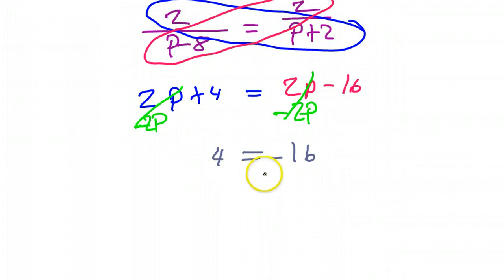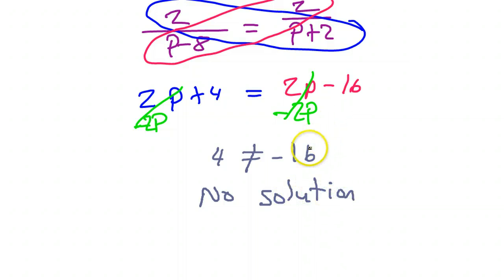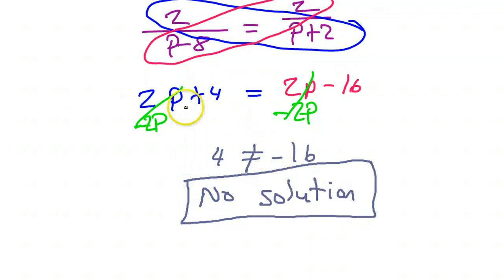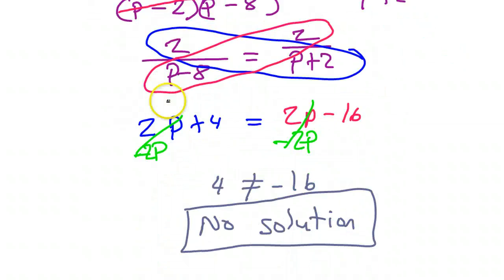Well, this is not possible. 4 does not equal negative 16. Alright, therefore there's no solution. Alright, if this were a true statement like 4 equals 4, then there would have been infinitely many solutions. Okay, that was the answer number 6.